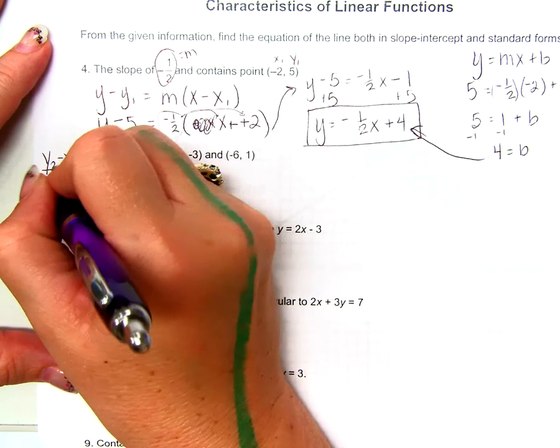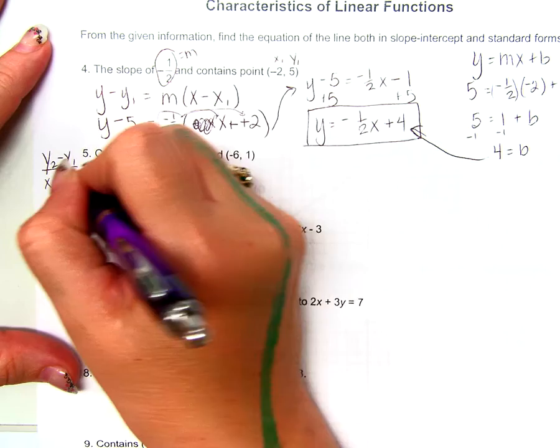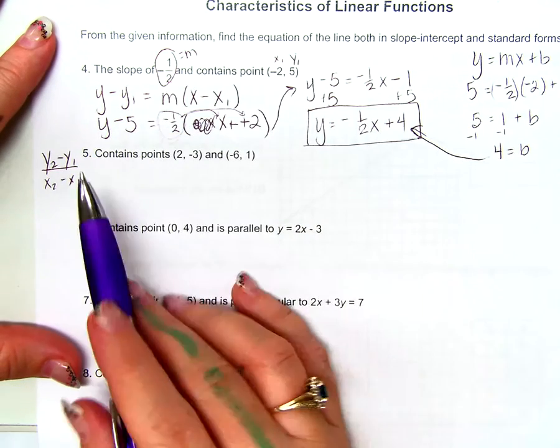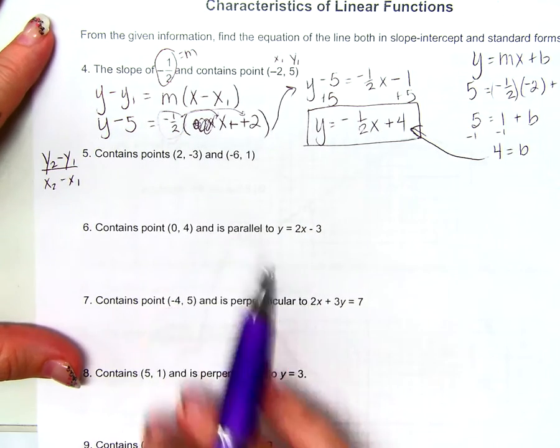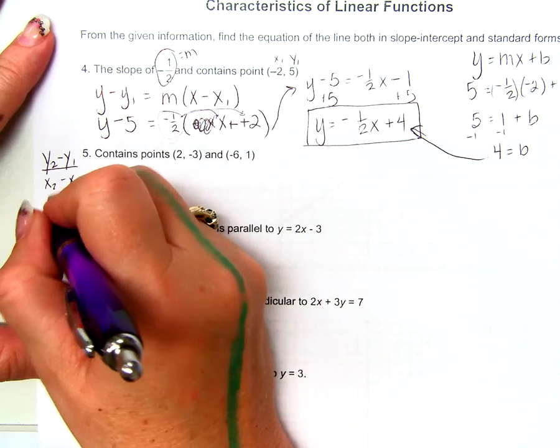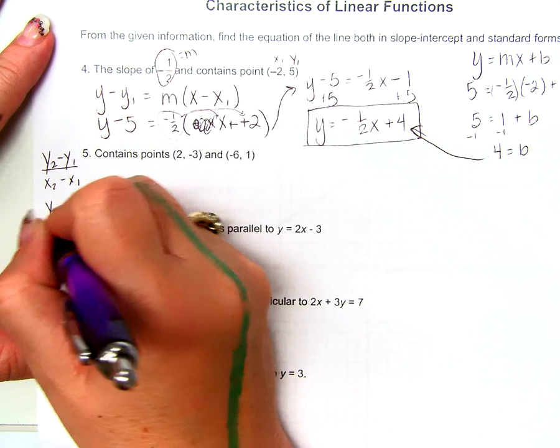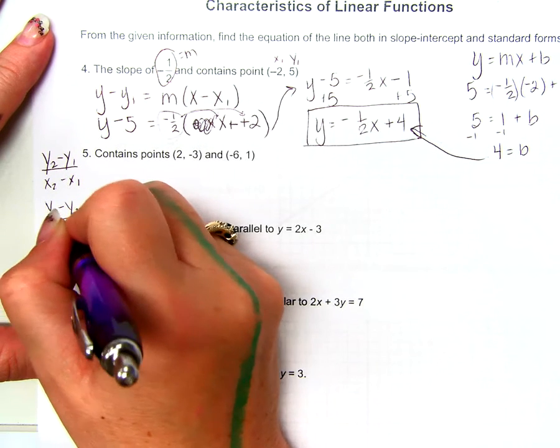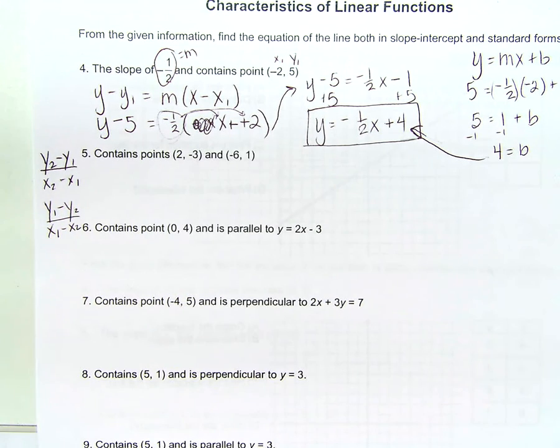Earlier, I wrote this on the board, right? y2 minus y1 over x2 minus x1. And this student was like, wait a second. What about this? What do you think about that? It doesn't work. It doesn't work? Okay.